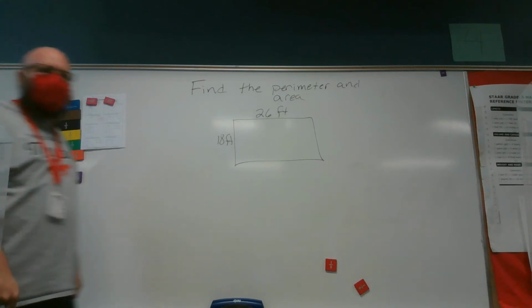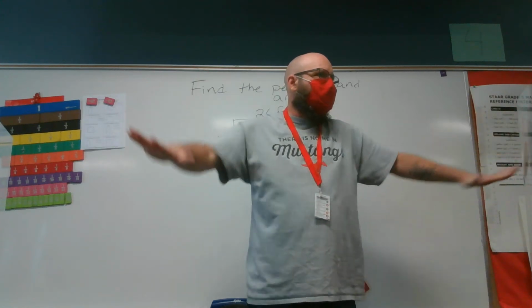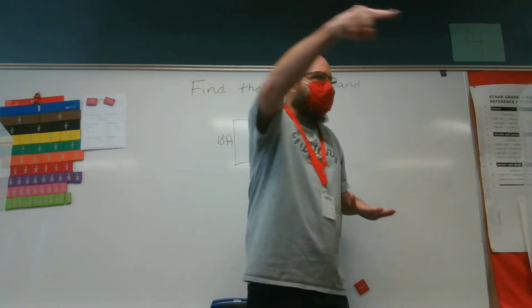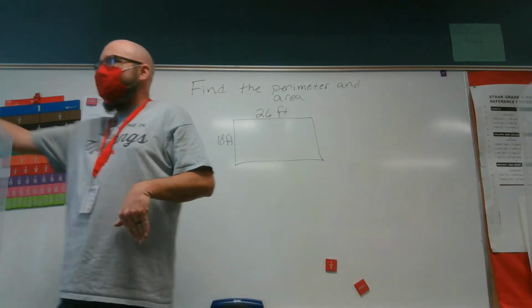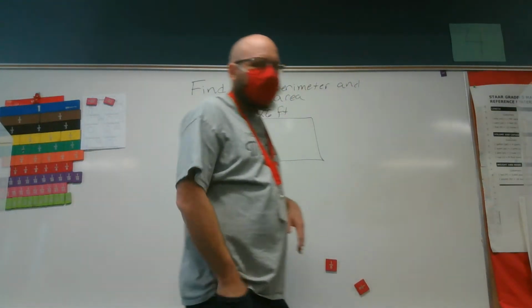Now, if we remember, area is how much space something covers. It's two-dimensional, length and width. Perimeter is just like a line. It's not two-dimensional. It's just a distance around something. We need to know that.